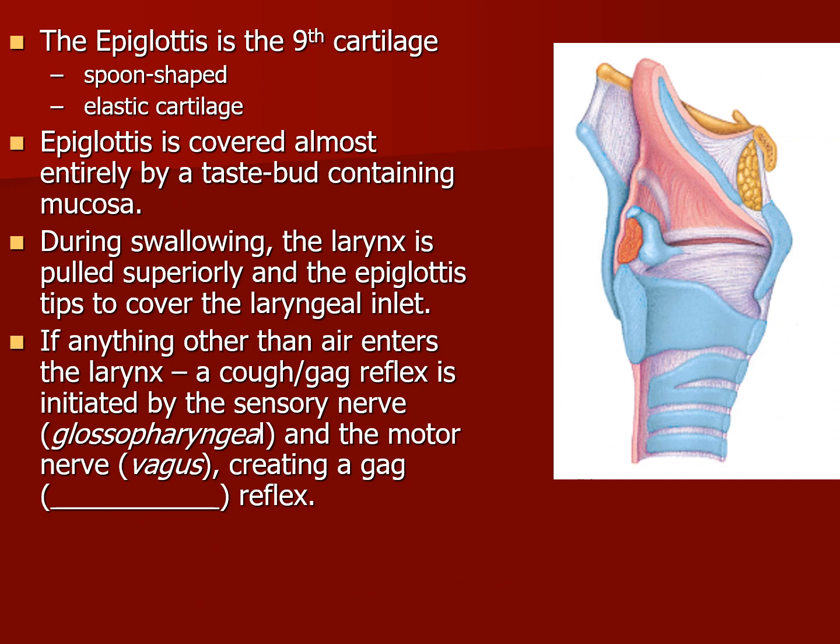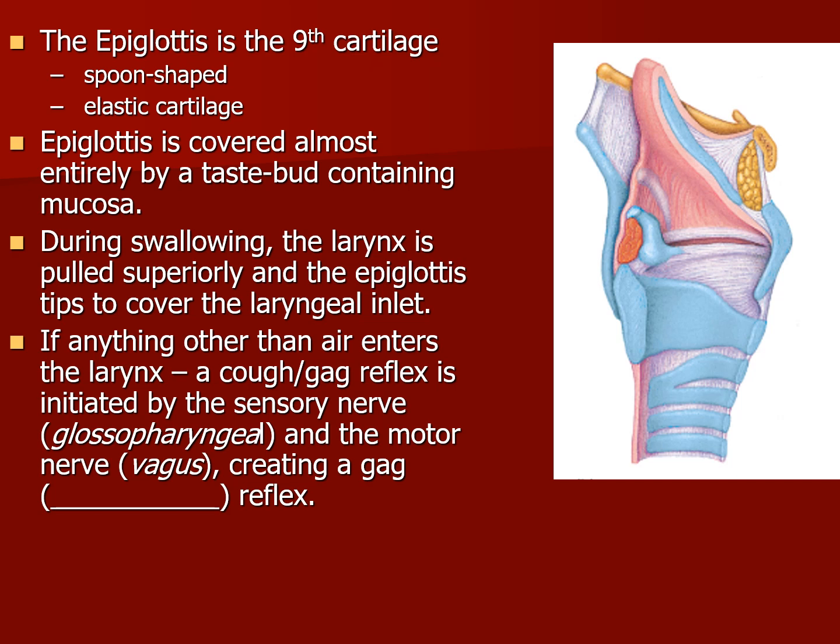The epiglottis, we're moving along here. The epiglottis is the ninth cartilage, right? It's spoon-shaped, it's mostly elastic. It's covered almost entirely by taste bud mucosa. Isn't that crazy? So that way you know something's going in the wrong place.